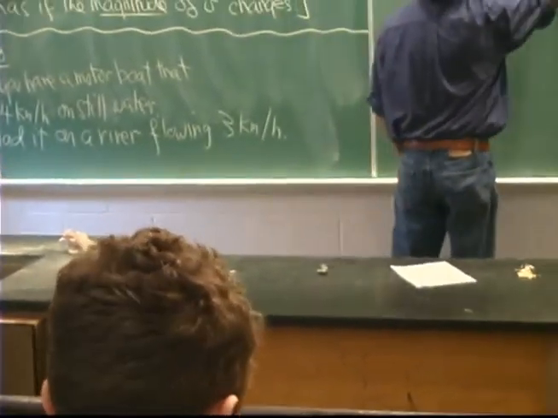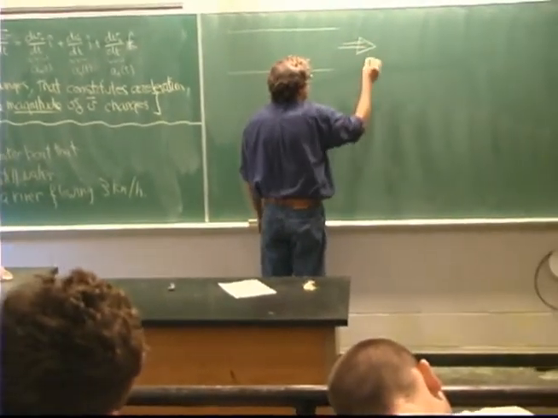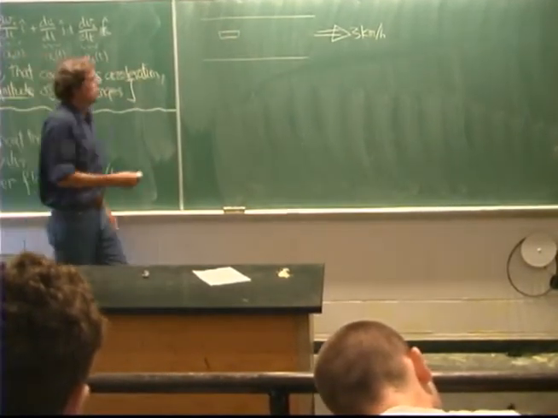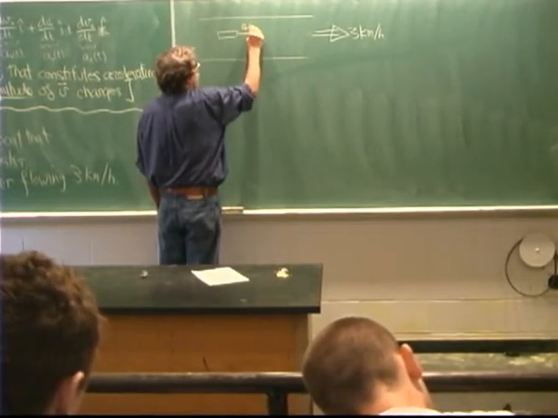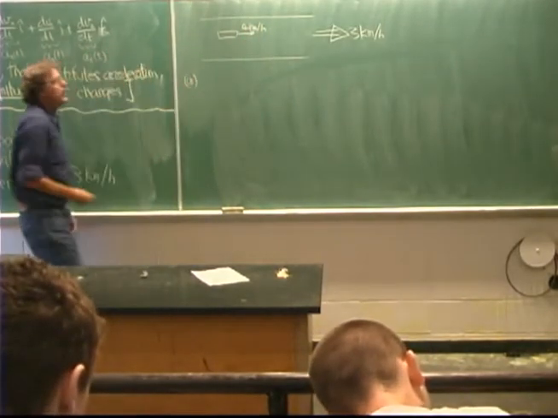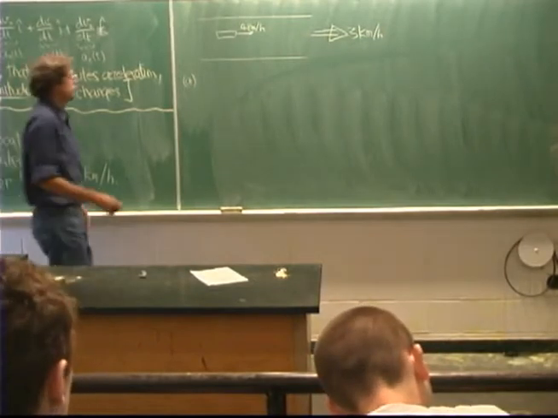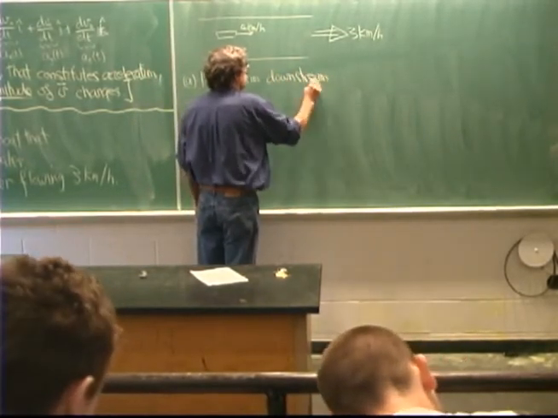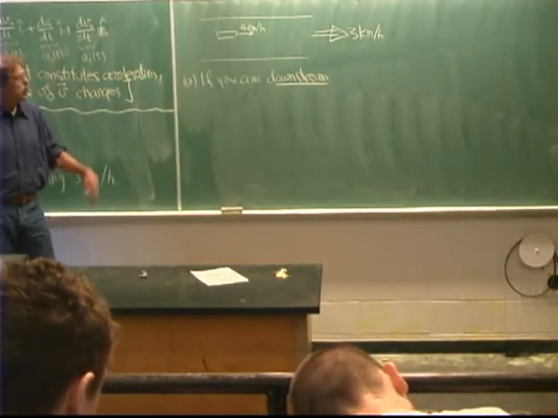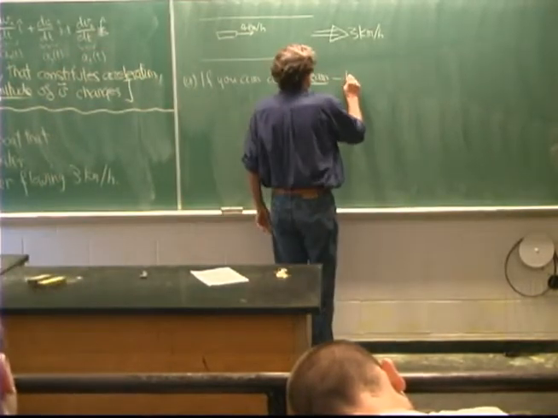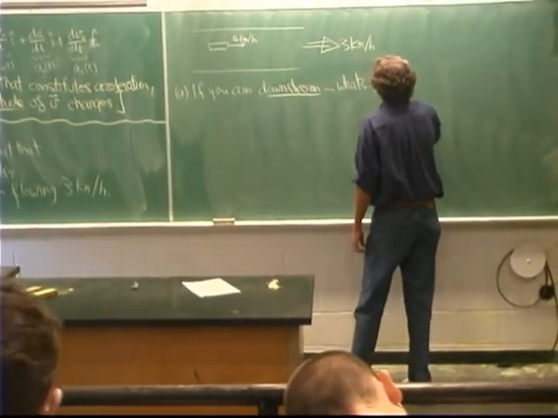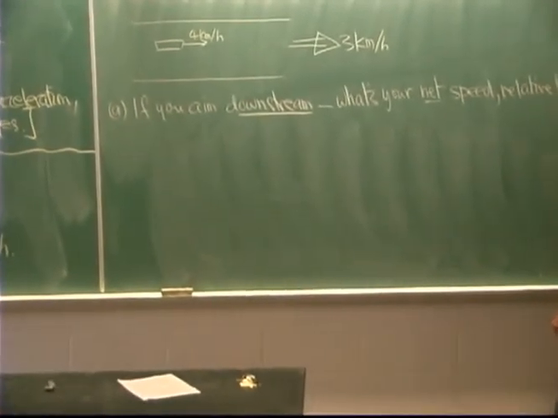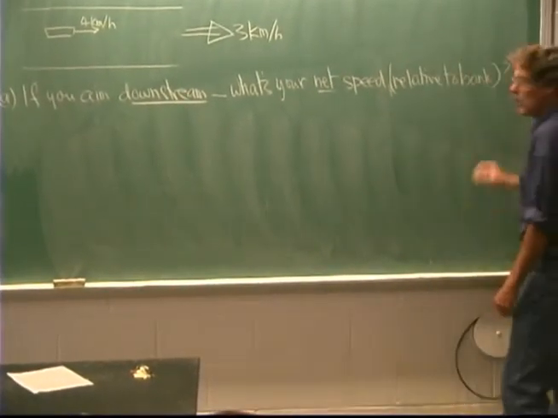So here's the river. It's flowing this direction, and it goes 3 kilometers per hour. Here's your boat, and it goes in still water 4 kilometers per hour. I gave away what the first question is. Suppose that you aim it straight downstream. Question, what's your net speed? Your speed relative to the bank, in other words.